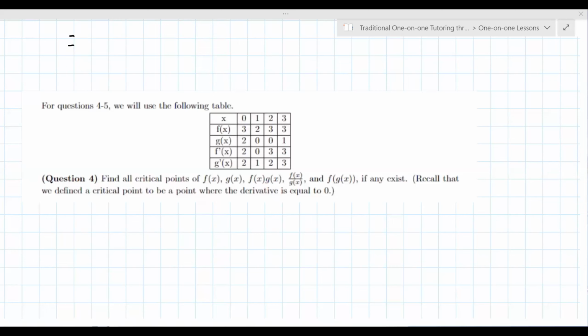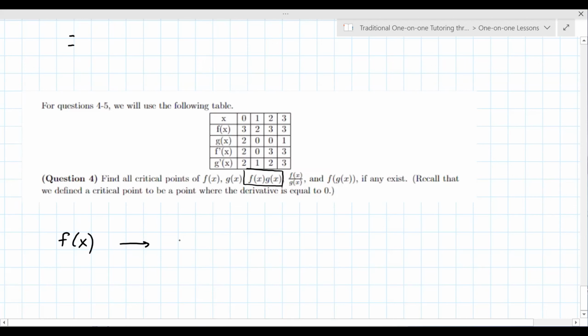Okay, so it says find all critical points of f of x, g of x, and so on. I was just going to have us find the derivatives at a point. So basically working on your product and your quotient rule. To determine critical points, that's a little harder to do. So I'd like to stay away from that. But actually, I guess let's do that. Let's do what it actually says here. So let's look at f of x.